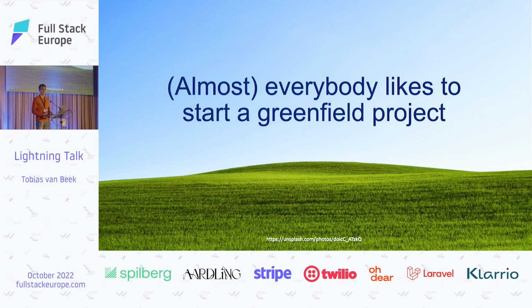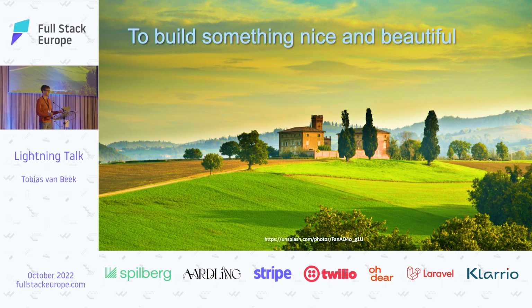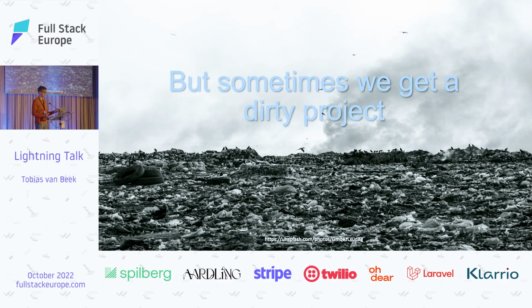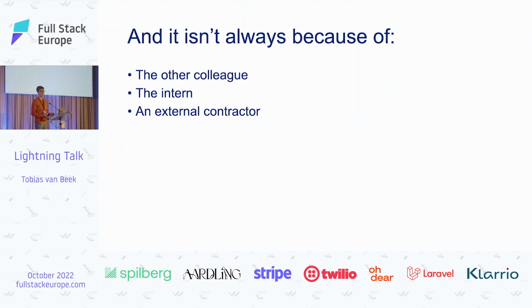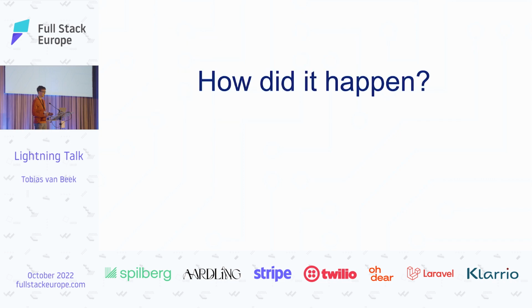Almost everybody likes to start with a greenfield project, to build something nice and beautiful, like this house that stands for a very long time. But sometimes we get a dirty project, or maybe even more than sometimes. And it isn't always because of the other colleague, the intern, or an external contractor. Let's be honest, it's also because of ourselves. So, how did it happen?